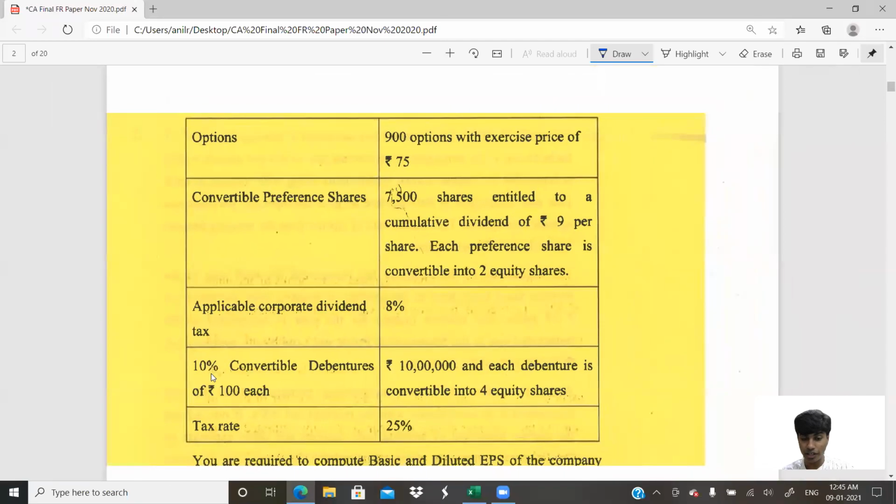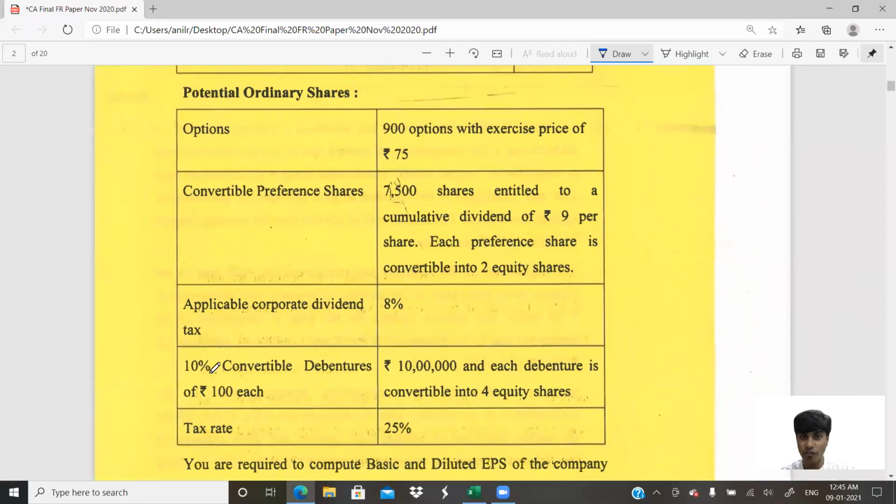Here is a very important trick. Understand, whenever you're trying to do computation of diluted EPS, remember to take convertible debentures before convertible preferences. I repeat, whenever you compute diluted EPS, take convertible debentures before convertible preferences. Though in the question paper they've given convertible preference shares first and then convertible debentures, you should always take convertible debentures first and then convertible preferences.